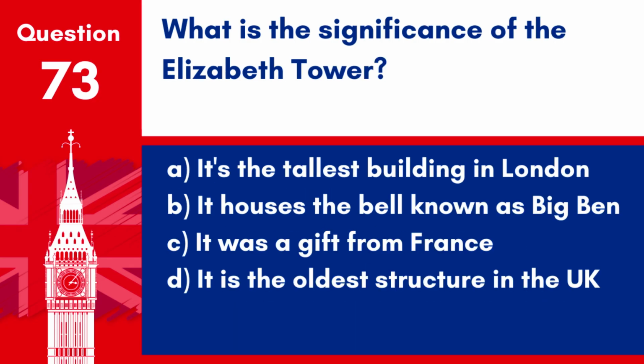Question 73. What is the significance of the Elizabeth Tower? A. It's the tallest building in London. B. It houses the bell known as Big Ben. C. It was a gift from France. D. It is the oldest structure in the UK.